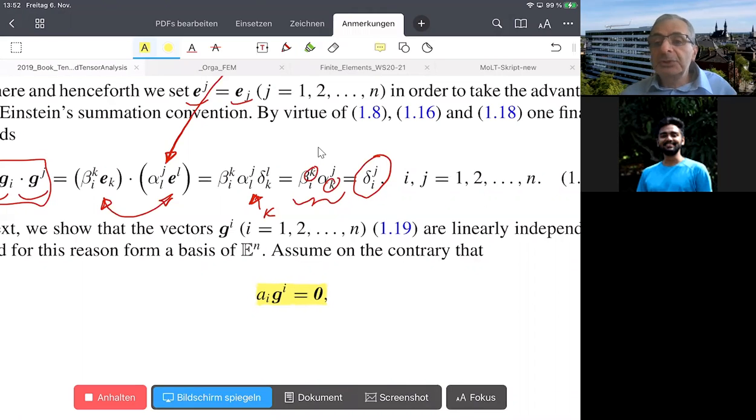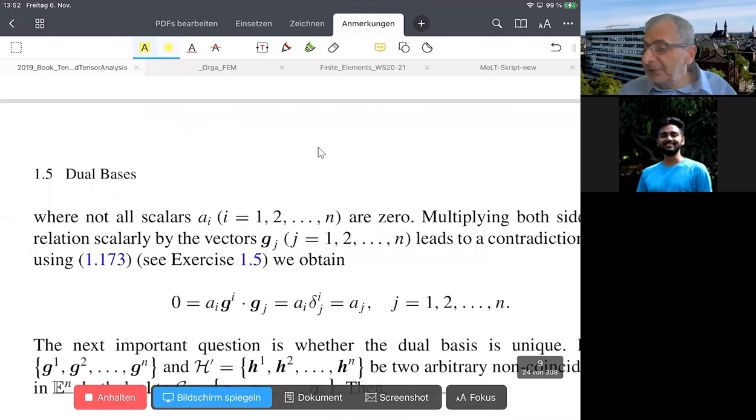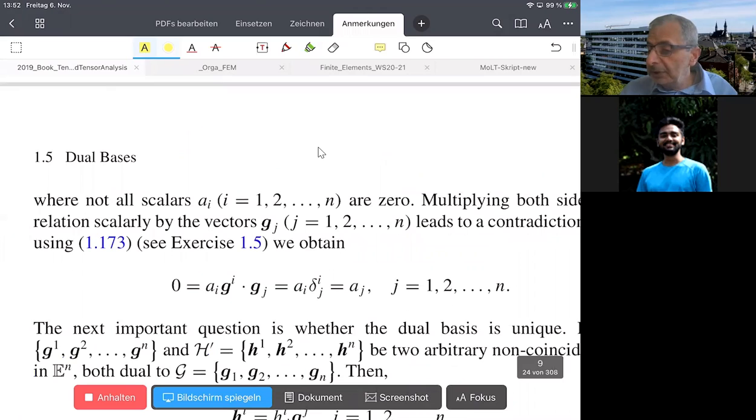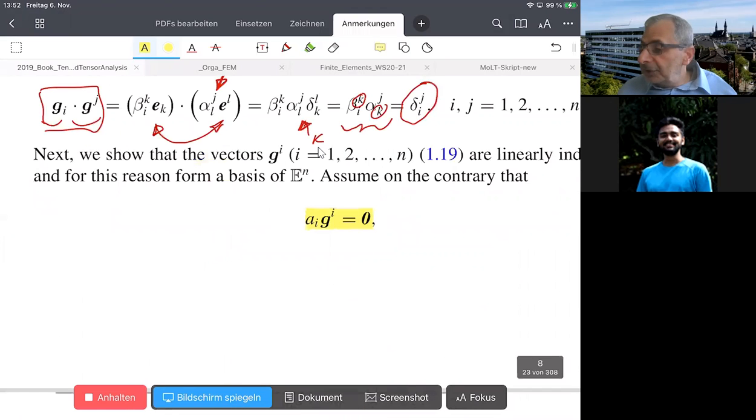How to prove it? This is nonsense. We multiply both sides, not all zero, see here. We multiply both sides of this relation scalarly by our original vectors gj, right? You see here. And since here we have a zero vector, this will be an exercise for you. We will discuss the exercises at the end.